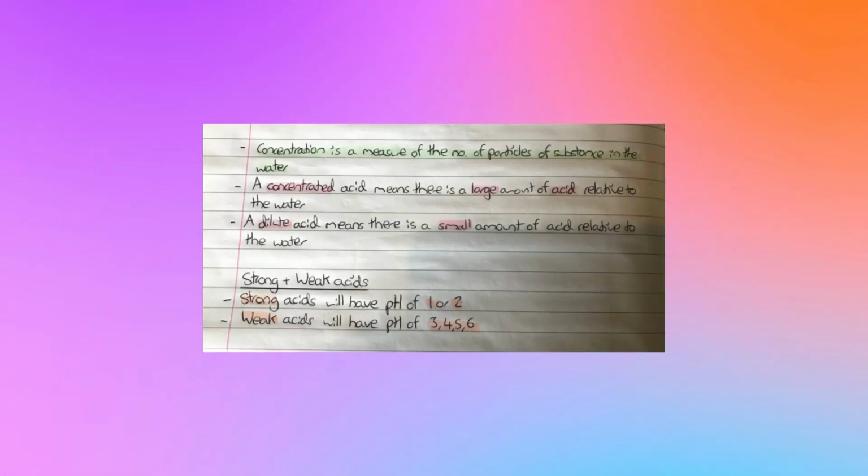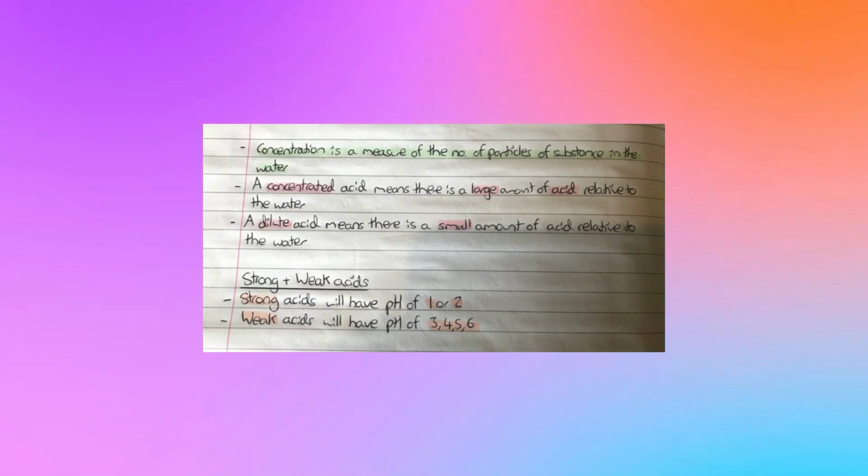Now, concentration is a measure of the number of particles of a substance in the water. A concentrated acid means that there is a large amount of acid particles relative to the water particles. A dilute acid means there is a small amount of acid particles relative to the water particles. Strong and weak acids are something completely different.